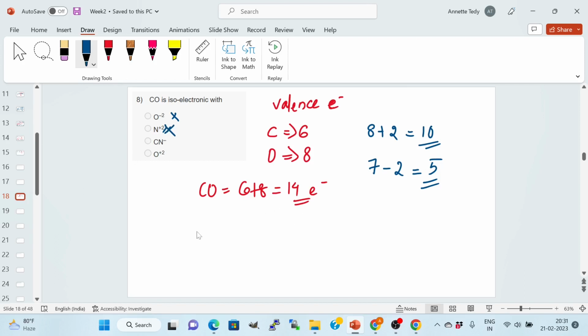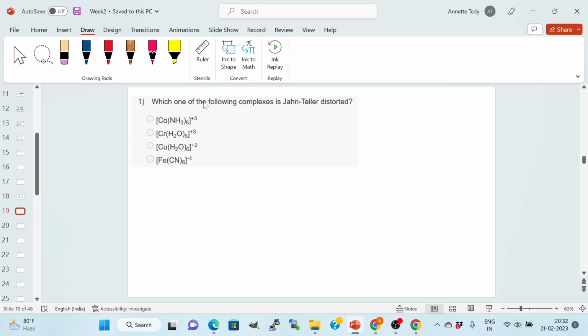Then CN minus. C is 6, N, as I said, is 7. There is one negative, so we have to add 1 electron. So 7 plus 7, 14. So definitely CN minus is the right answer. We'll anyway check O2 2 plus. Oxygen has 8, then we have to remove 2 electrons because it is 2 plus. Then it is 6. So CN minus is the right answer. Is this clear? Okay.